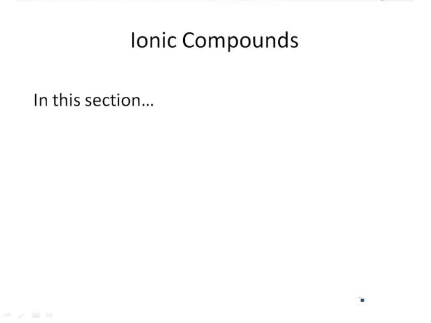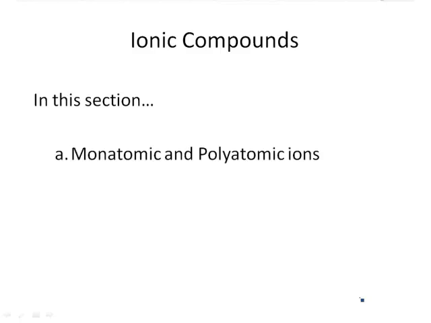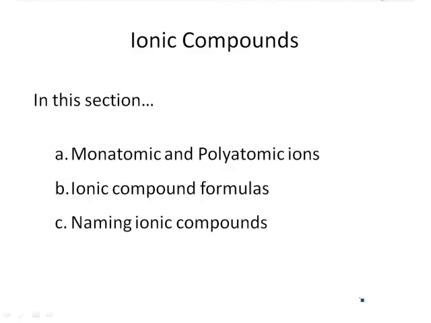In this section, we're going to explore and introduce ionic compounds, compounds made of ions. We're going to start out by talking about ions themselves, which are distinguished into monatomic and polyatomic, meaning those containing a single atom versus a cluster of atoms. Then we'll talk about the formulas of ionic compounds, and then we'll talk about naming ionic compounds. And finally, we'll talk about how you know whether something is a covalent compound or an ionic compound just from looking at its formula.